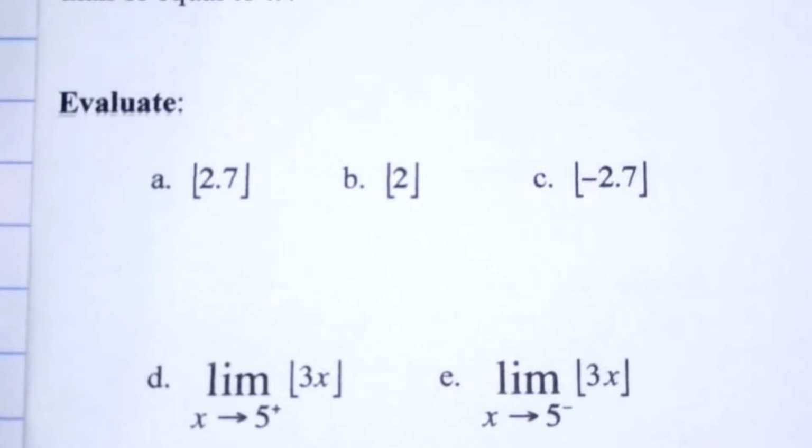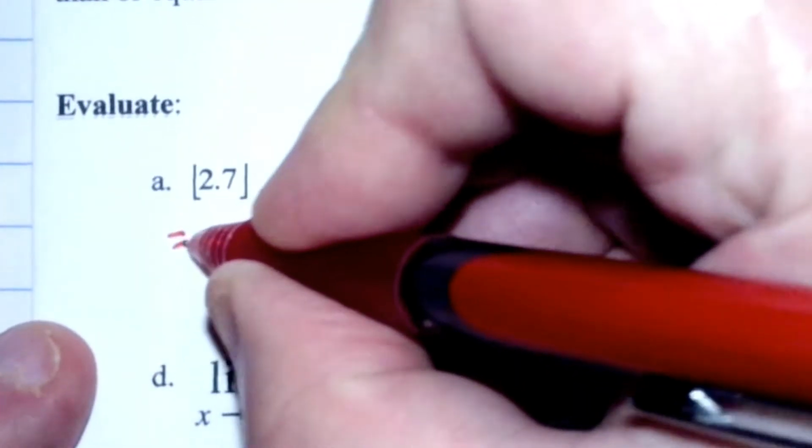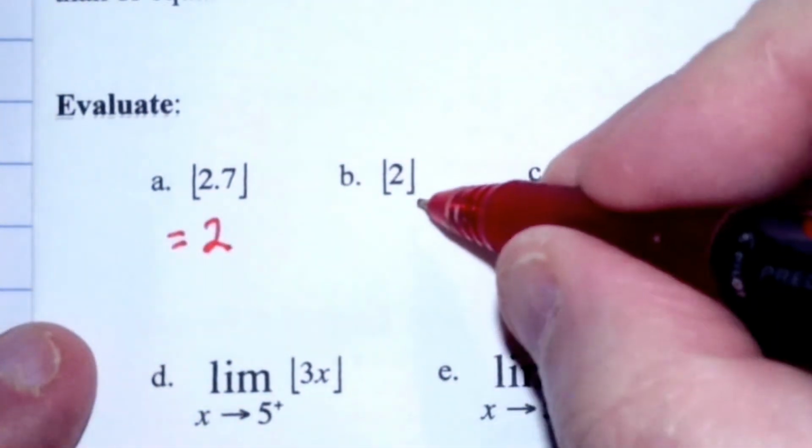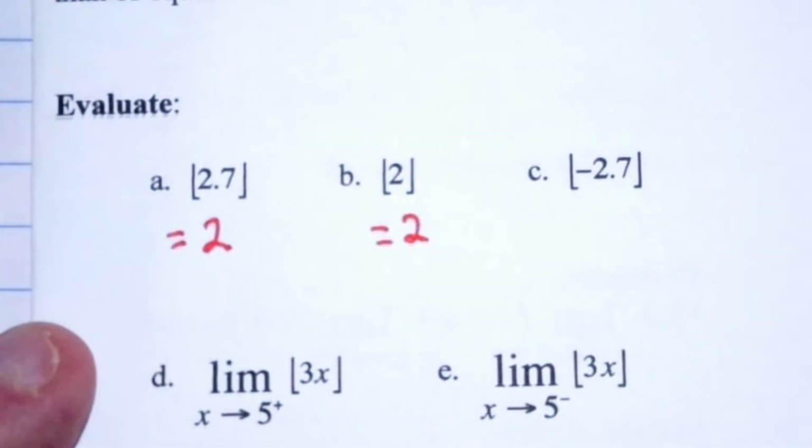You've got the floor of 2.7. So what you're supposed to do is round down to the nearest integer if you're not already at an integer. So in this case, this would be 2. The floor of 2 would be 2 as well, right?